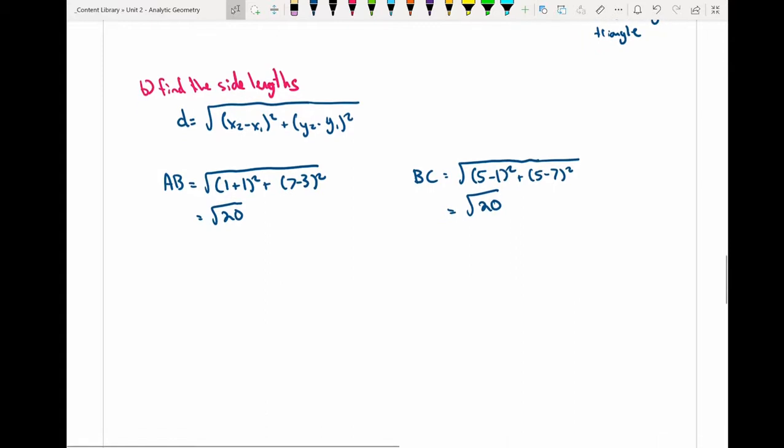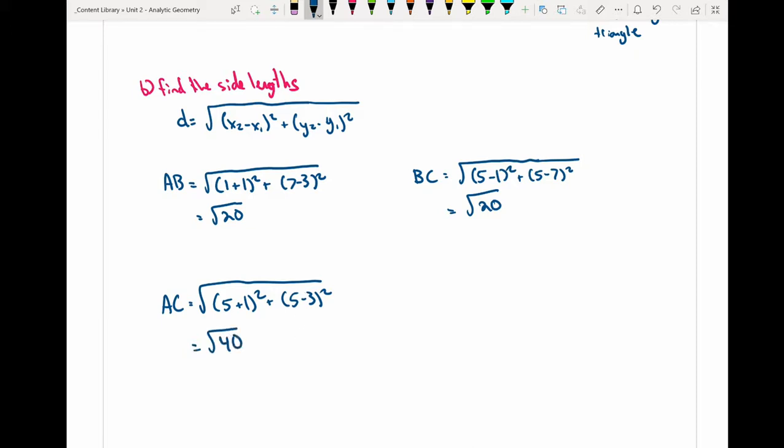However, I want to make sure that it's not an equilateral triangle, so I need to calculate the last side to see how this one compares as well. So I'm going to look for AC. So 5 minus -1, or 5 plus 1 squared, plus 5 minus 3 squared. And when I simplify this, I get square root of 40. So because only two sides are the same, therefore ABC is an isosceles triangle.